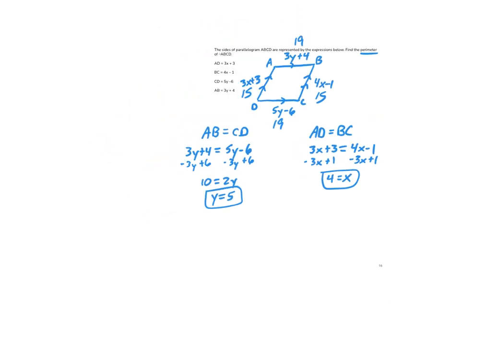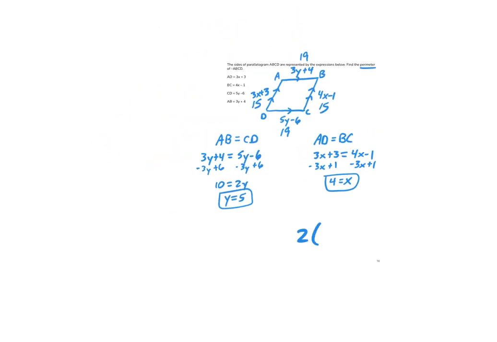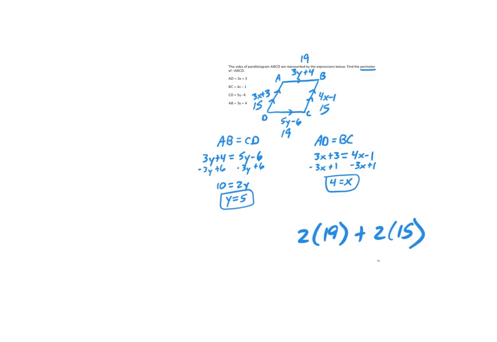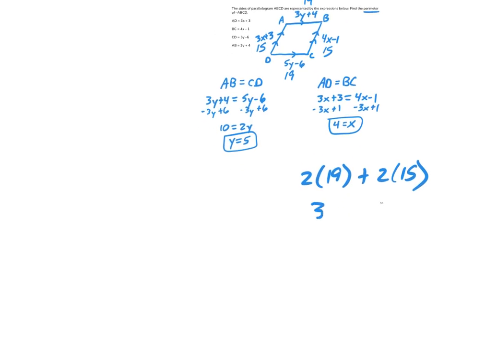And then to find the perimeter, we would do 2 times 19 plus 2 times 15. You could just add all 4 together, but because there's 2 of each side, I'm just going to multiply it by 2. A little bit easier math, I think. So this would be 38 plus 30, and that gives me 68, which would be the perimeter of that parallelogram. Okay.